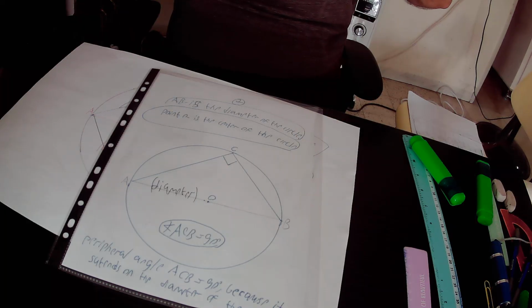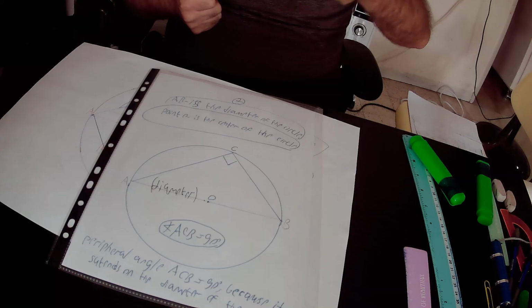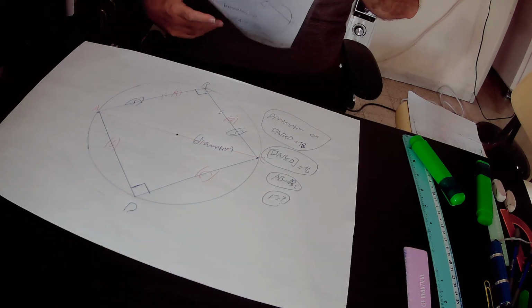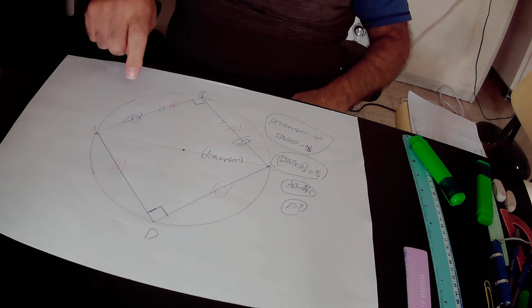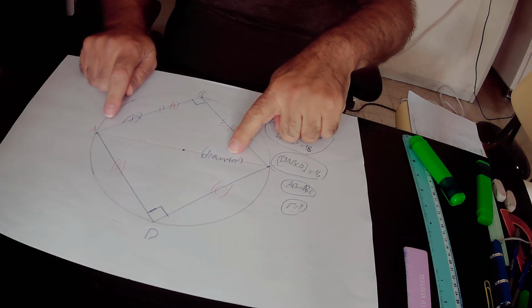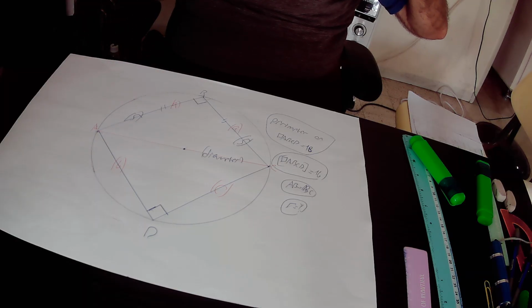So according to this rule 7, any peripheral angle that subtends on the diameter of the circle must be equal to 90 degrees in its size. We can implement rule 7 in our drawing. In our drawing, this is peripheral angle ABC that subtends on chord AC, that is the diameter of the circle, therefore it must be equal to 90 degrees in its size according to rule 7.